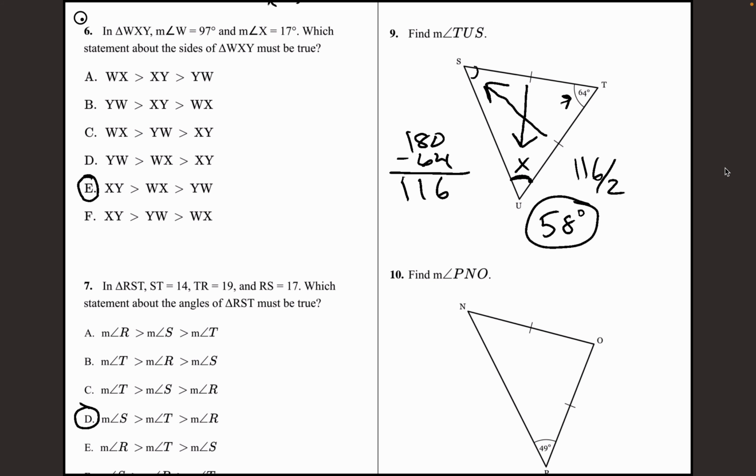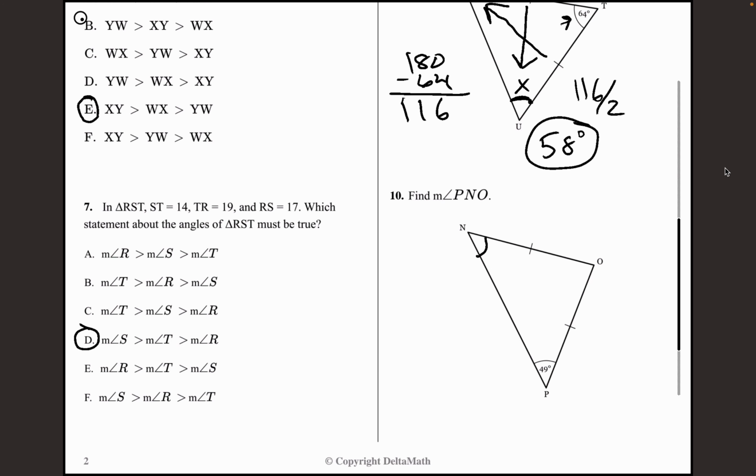All right, look at 10. We have to find P and O. This angle is 49. What other angle is congruent to angle P? Yeah, angle N. So what is the angle of P and O? No, 49. You don't have to do any solving there. You go directly opposite from those congruent sides. So if this one's already 49, this one's also 49.